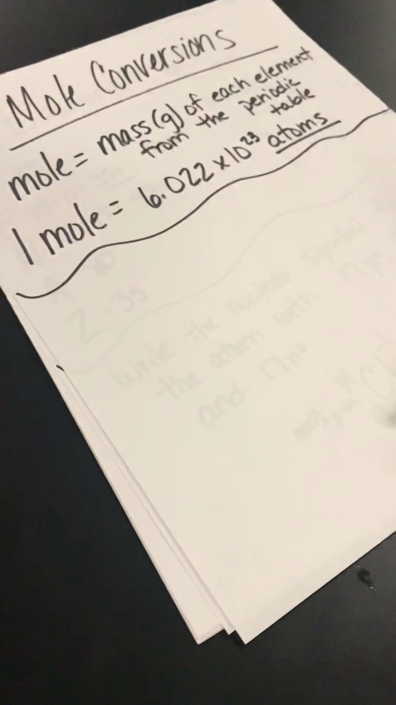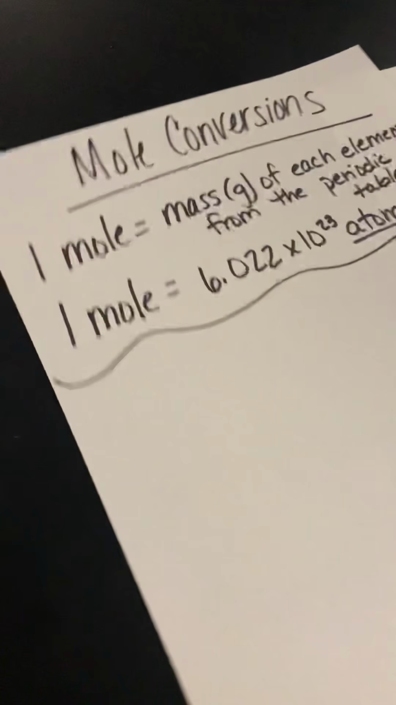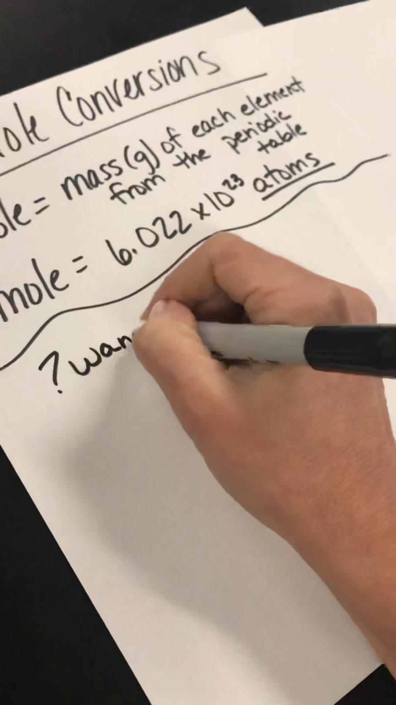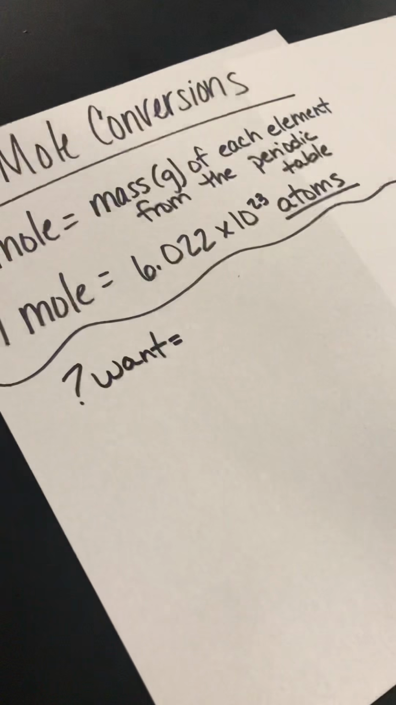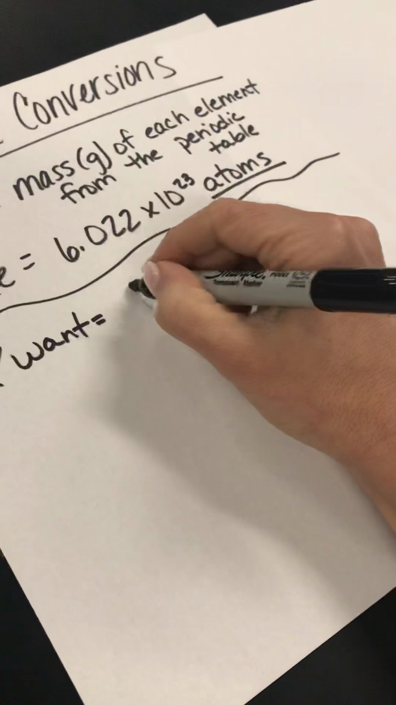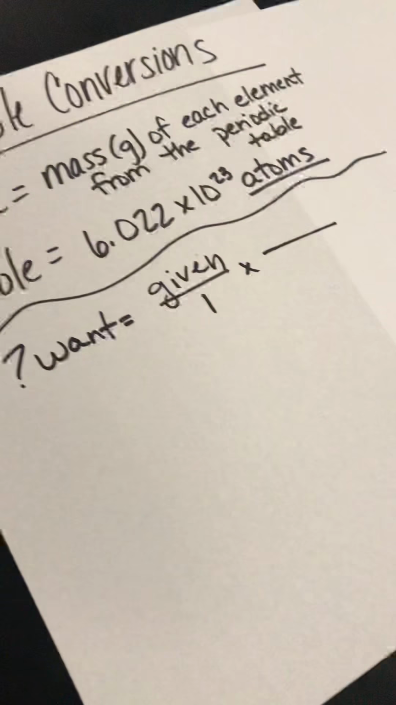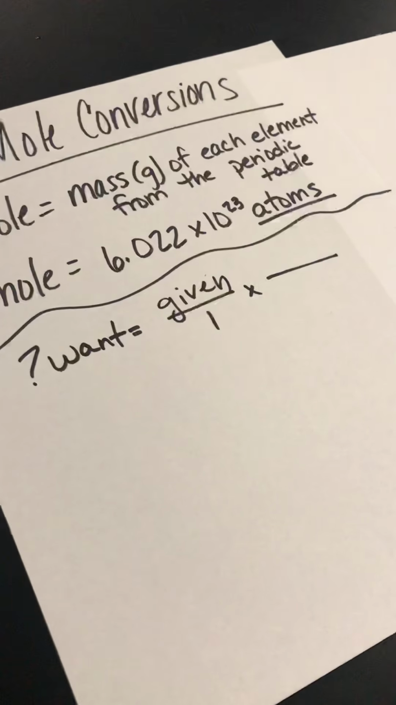So we are going to use these relationships to do conversions, and we are always going to set them up in the same format that we always did dimensional analysis when we were doing the metrics. So question mark, what I want, is equal to what I'm given over 1.